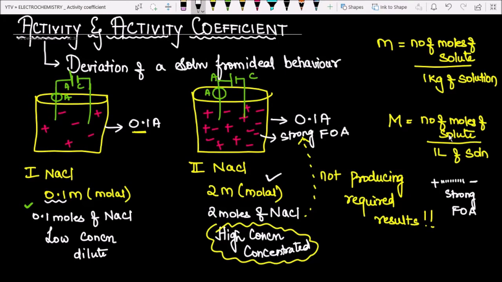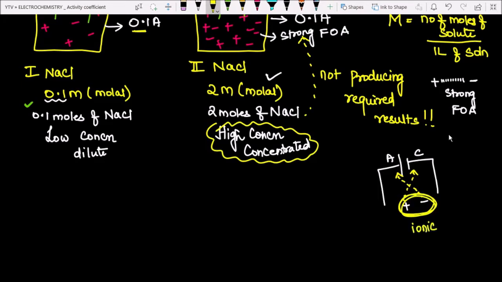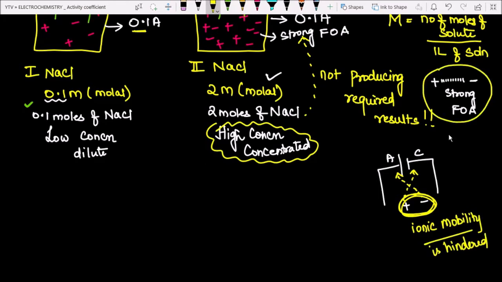Just imagine if a solution has to produce current, if I have two terminals and a solution with cations and anions, what is the necessary criterion for the current to be produced? The cations should move towards the negative terminal and the anions should move towards the positive terminal. That is when the current is going to be produced. If they are attracted to one another, they are not going to show any ionic mobility, right? They are not going to be mobile. They are going to stay in the same place. So ionic mobility is hindered, because of the strong force of attraction between cation and anion.